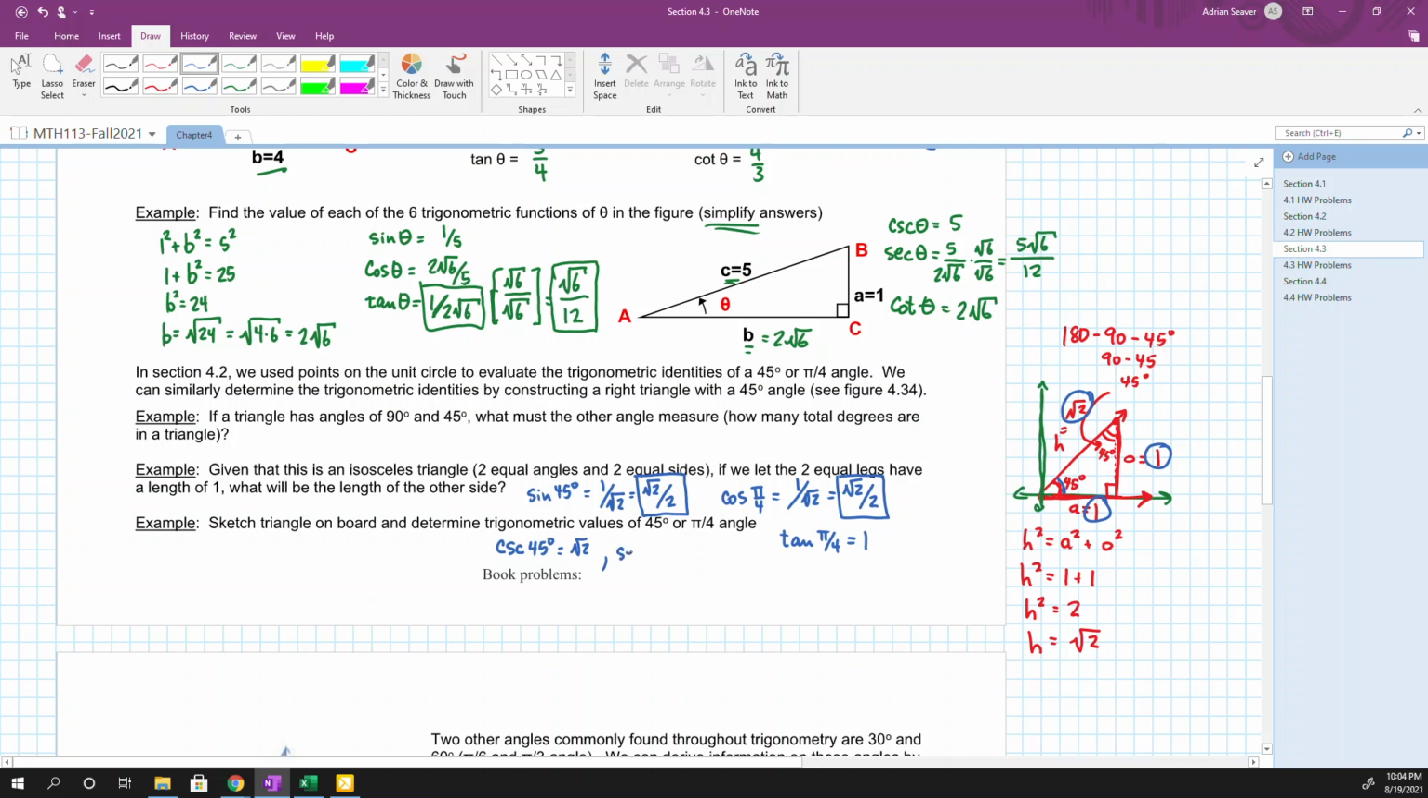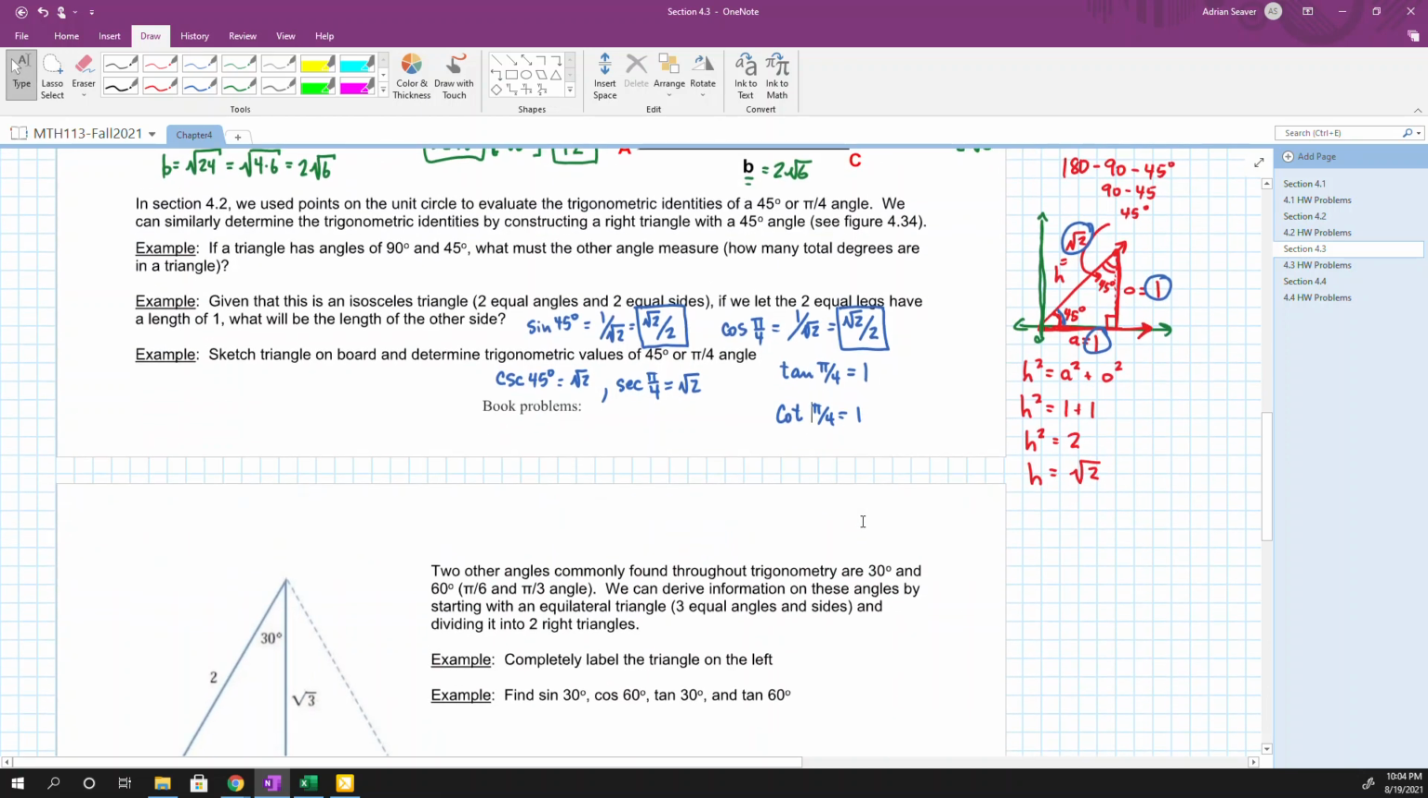The secant of 45 degrees, or pi over 4: we're going to take our cosine here and flip it, right? So instead of 1 over square root of 2, it's going to be square root of 2 over 1. And tangent's easy enough. If tangent of pi over 4 is 1, then the cotangent of pi over 4 is 1 over 1 flipped. So it's still 1 over 1, so it's still 1. Okay? So this is just another way of defining this kind of special angle, 45 degrees. We'll come back to this a little bit.